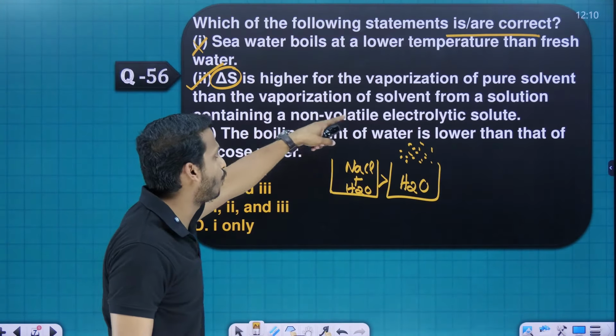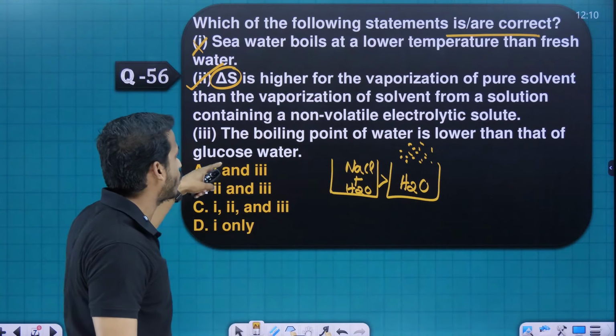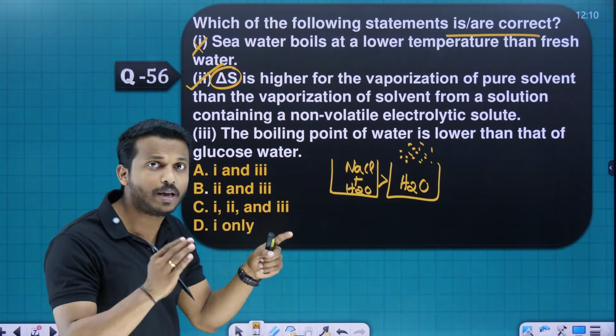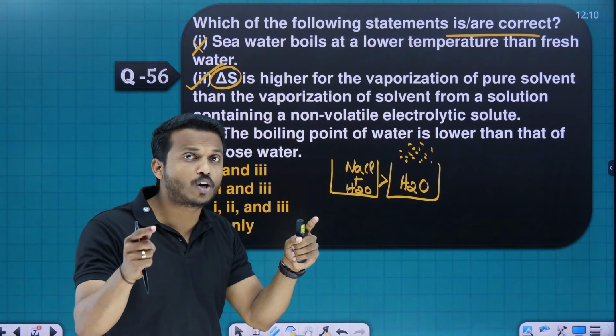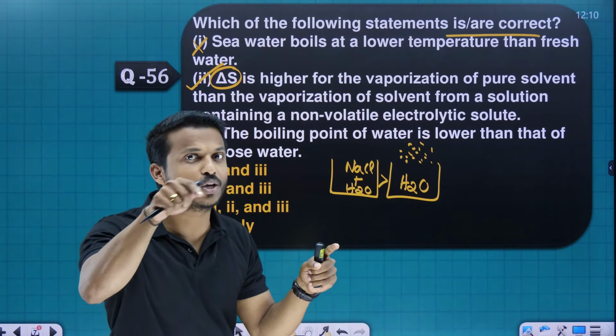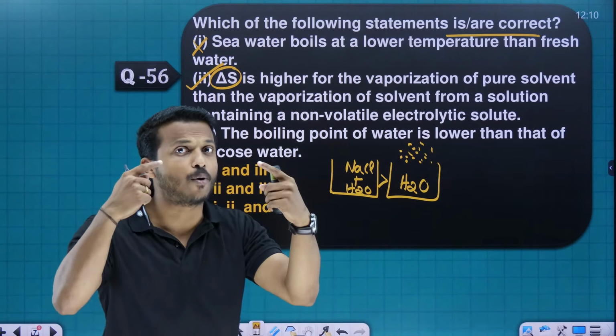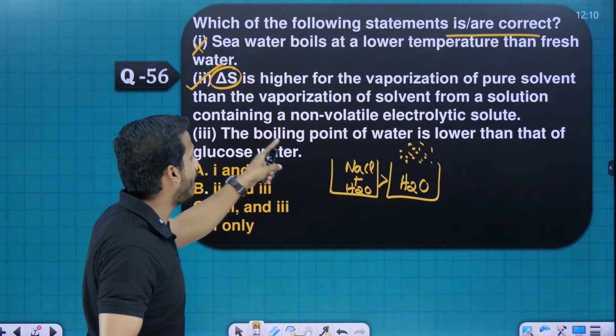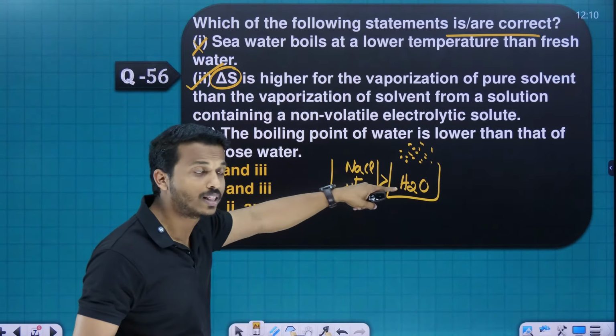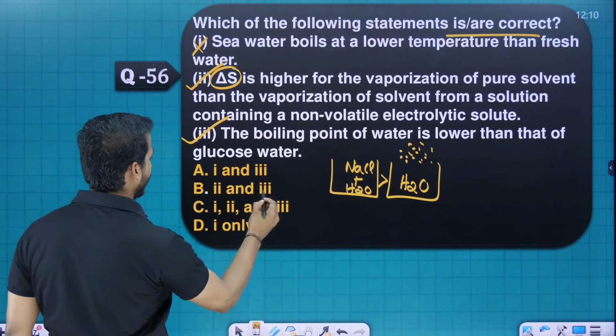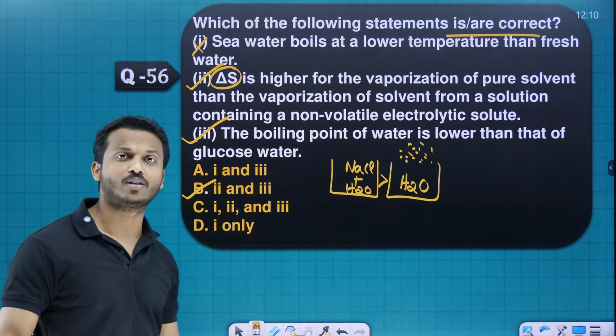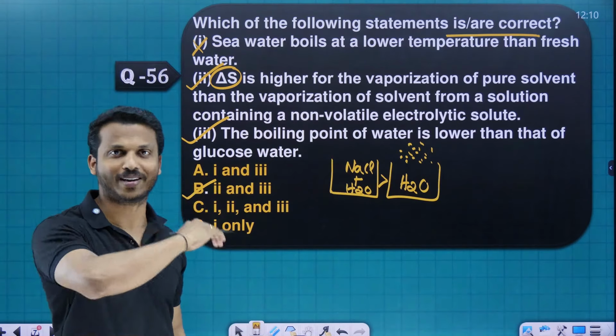The boiling point of water is lower than that of glucose water. Water means only solvent. Glucose water means glucose is there. Glucose is a solute. When solute comes, the boiling point increases. So the boiling point of water is lower than that of glucose water. Yes, 2 and 3 both are correct.